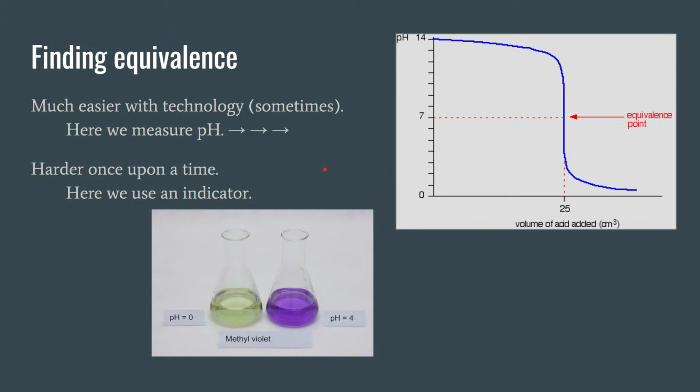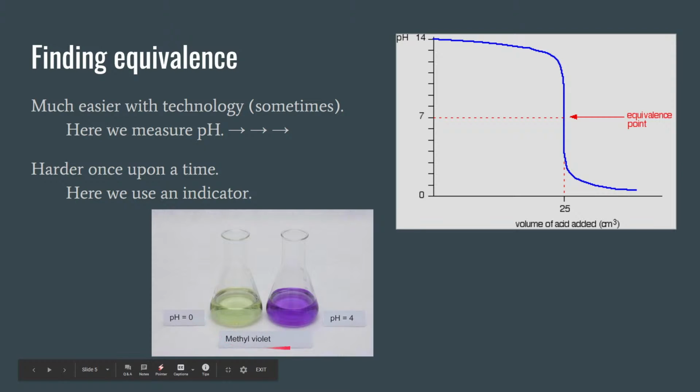But once upon a time, it was a little bit harder because they didn't have electronic pH probes. We have those now, and it makes things a lot easier. But once upon a time, they had to use an indicator. An indicator was a dye, and dyes are often weak acids or weak bases themselves, so they change color in response to a change in pH.